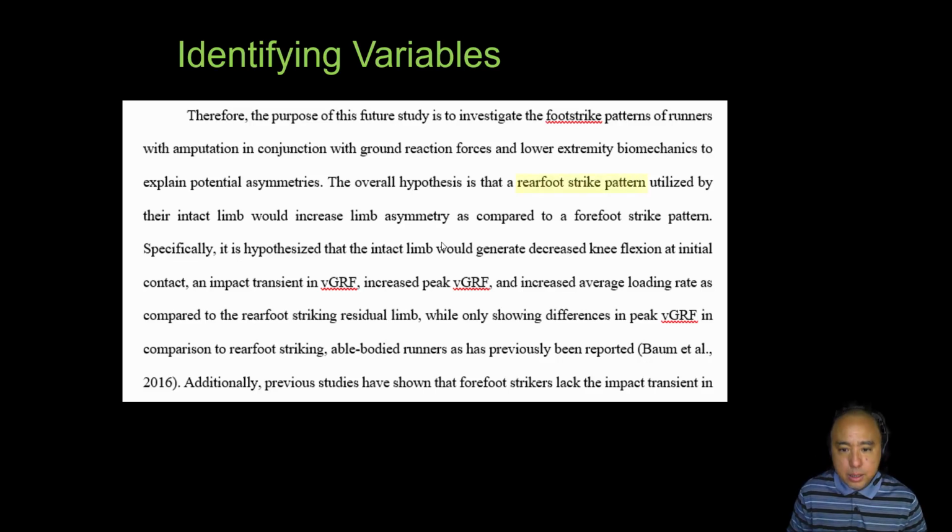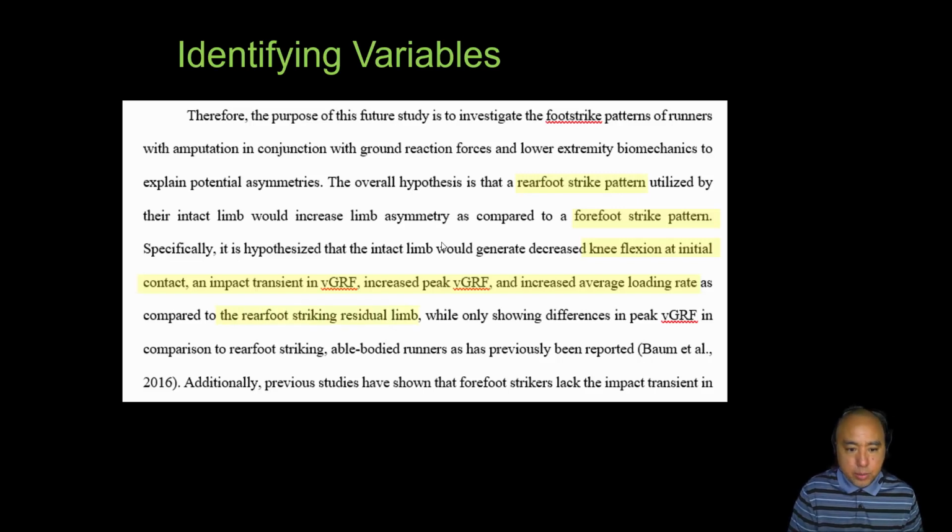Okay, so now that we have identified those variables, we can then lead into the hypothesis. In this study, the proposal that I mentioned earlier, the overall hypothesis is that the rear foot strike pattern utilized by the intact limb, so the rear foot striker, was compared to the forefoot strike pattern. That is the independent variable. Remember, she's looking at rear foot versus forefoot. And then knee flexion at initial contact, impact transient force, peak ground reaction force, and increased average loading rate are all the dependent variables by which her research problem and hypothesis are operationally defined.